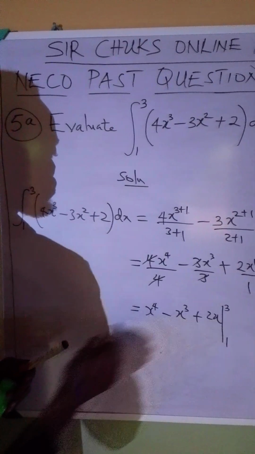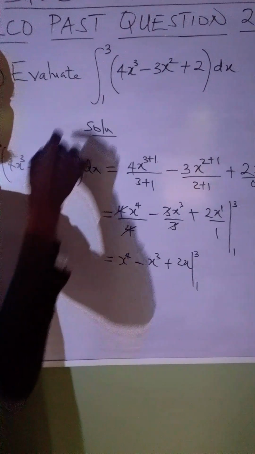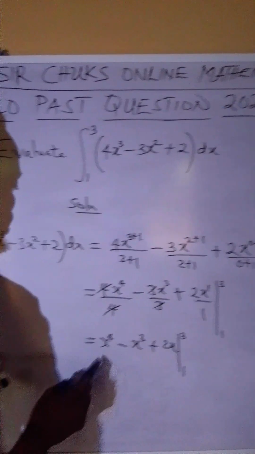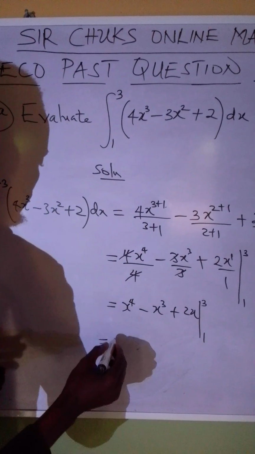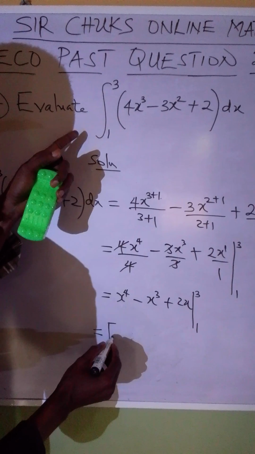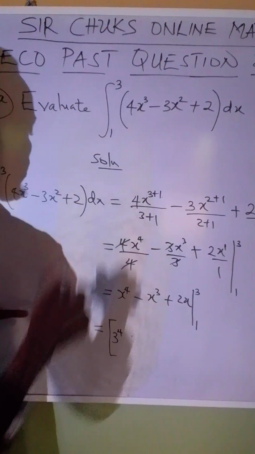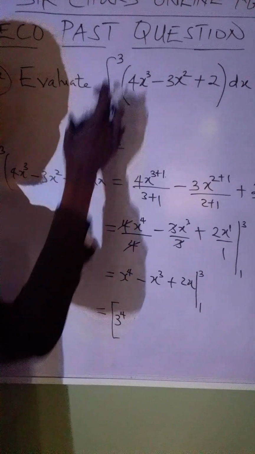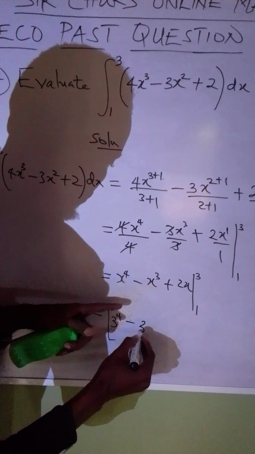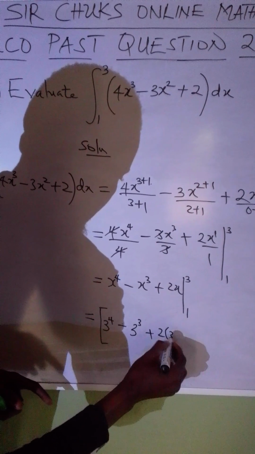So this is the integral. So I'm going to substitute the upper limit and the lower limit in this integral. Let me start with the upper limit, which is 3 raised to power 4. That means this x represents the limits of the integration. So I'll start with the upper limit, so I'll now replace this x by 3. 3 raised to power 4, minus 3 raised to power 3, plus 2 bracket 3.